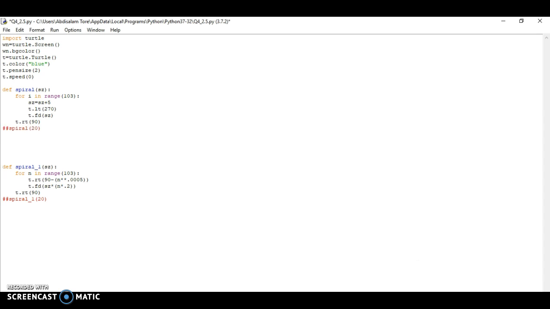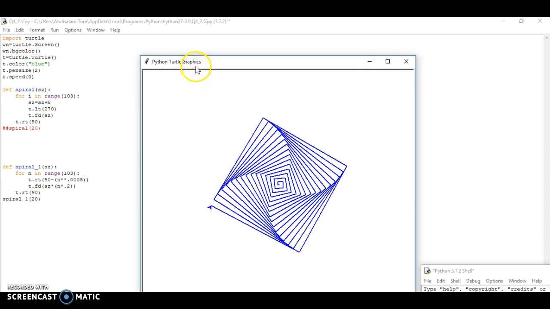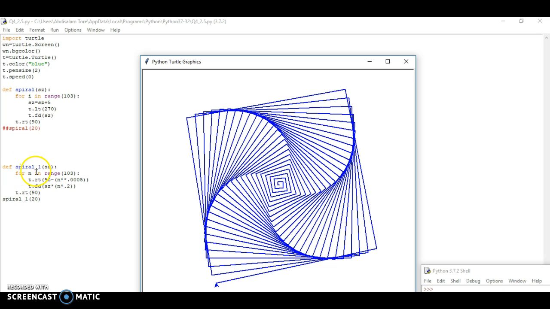For the second spiral, this one was more difficult. Define spiral1(size). For n in range 103, same number. It was easier that way.